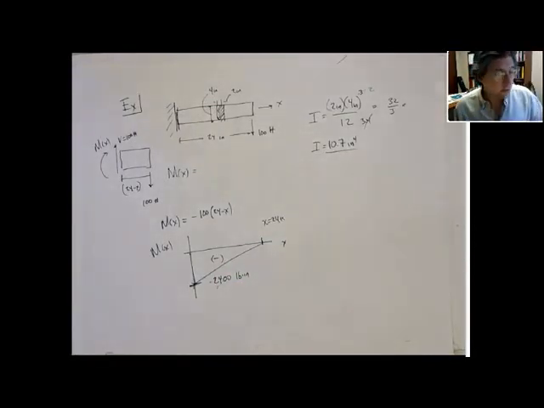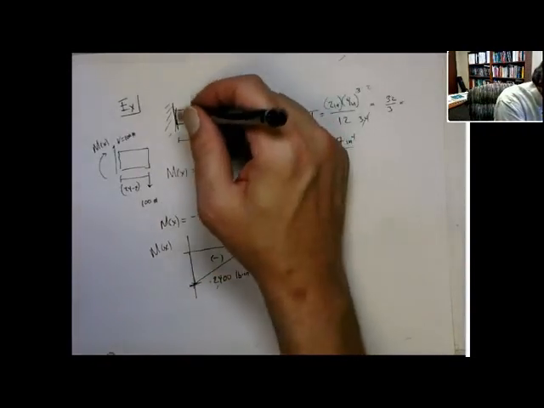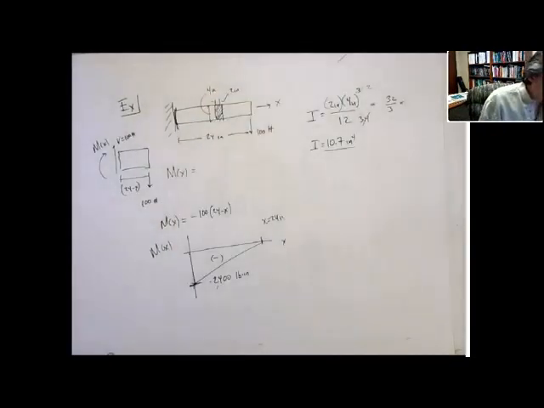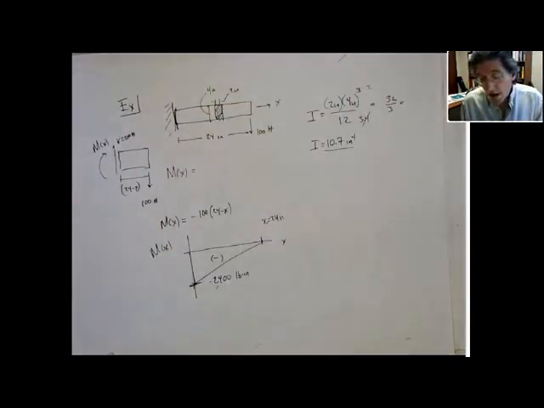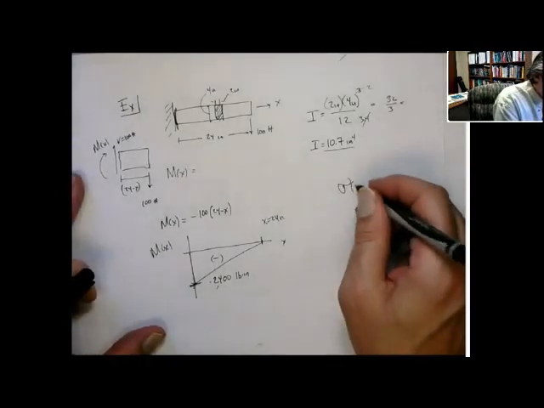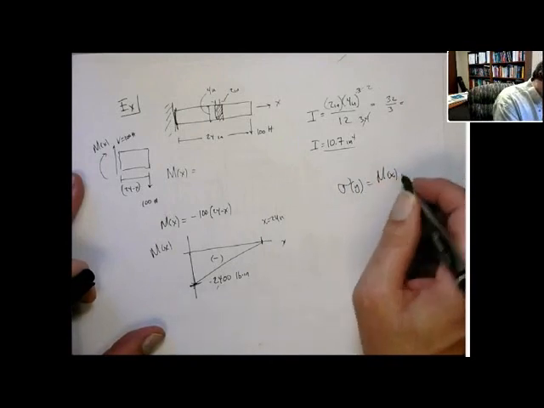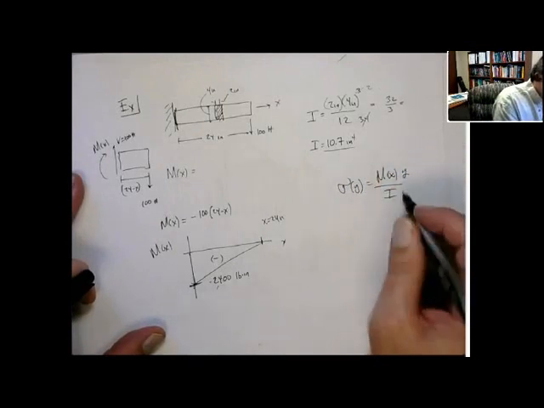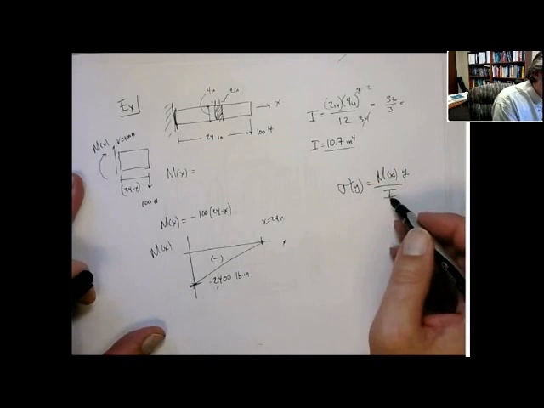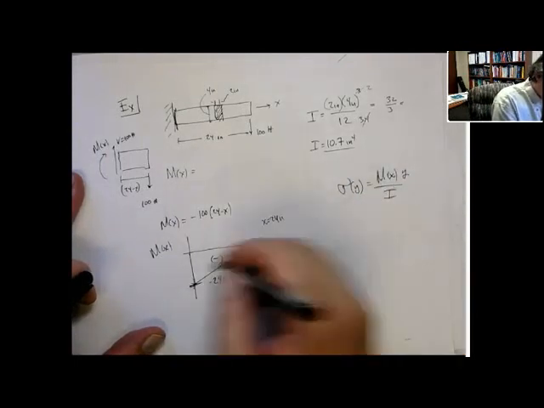Just putting an x equals 0 here. All right. So the maximum bending moment occurs there. Now the maximum bending stress will occur there as well, because you can see I is constant for the whole beam. So the maximum bending stress is going to occur where the bending moment is max. So it's at this point.